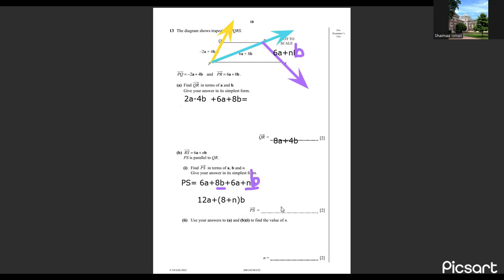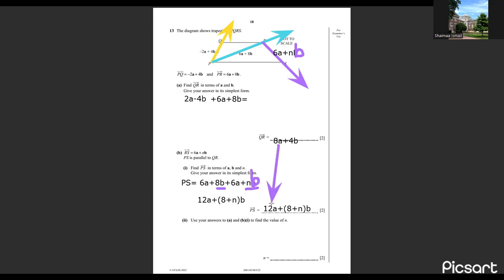Okay, let's see the next. So he's saying RS equals 6a plus nb, and this PS is parallel to QR. Remember this QR, and that is PS. And if they are parallel in vectors, there is a common ratio between them. So the 8a, we can make it 12 just to get the value of n, because here he asks you to get the value of n from a and b. So he asked you to use these equations to get the value.